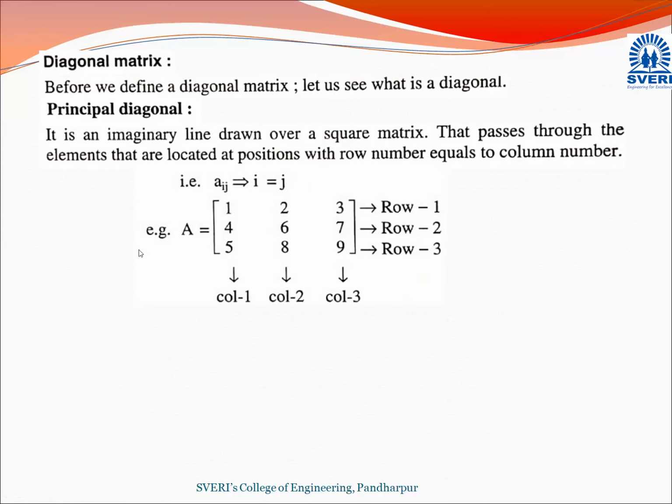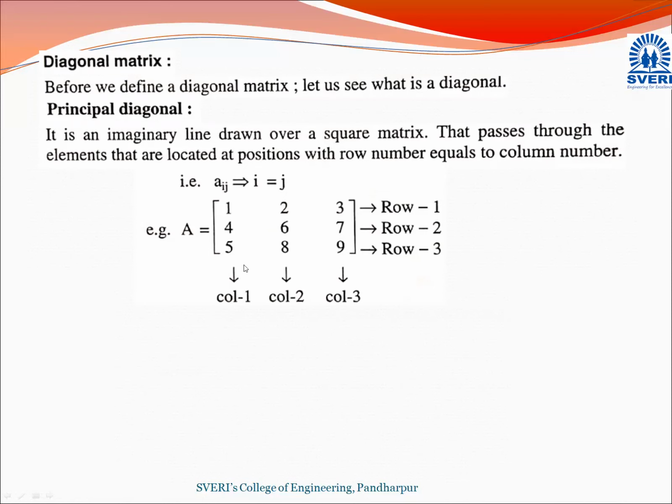Now diagonal matrix. In a diagonal matrix, we have to know about the principal diagonal. It is an imaginary line drawn over a square matrix that passes through the elements located at positions where the row number equals the column number. Number of rows is equal to number of columns, so here i is equal to j.